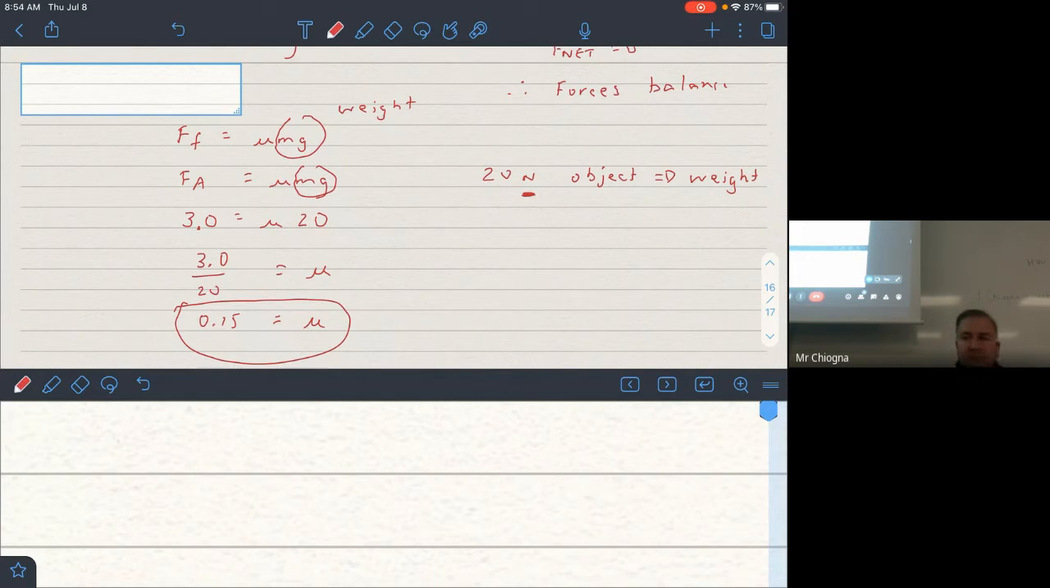Is it because once you get moving, the friction is reduced? Once you're moving it's reduced a little. It's reduced a little, but in order to reach any speed, you've got to have an applied force greater than that friction. Yeah.